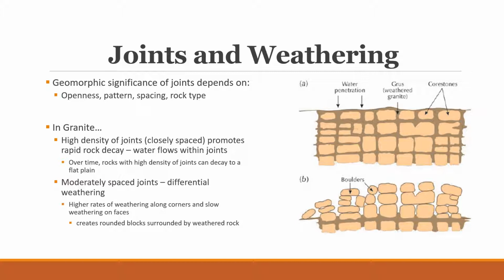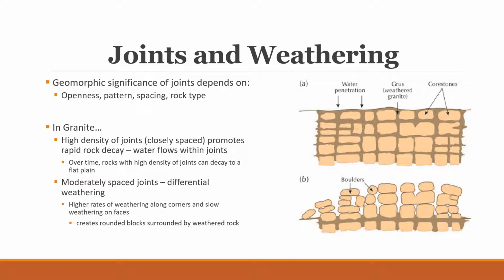an intrusive igneous rock with coarse crystal grains and a high concentration of silicates. It's a felsic rock, and so it doesn't tend to weather very quickly. It has a fairly high resistance to weathering. Joints can change that, though. So joints could cause granite to weather very quickly.